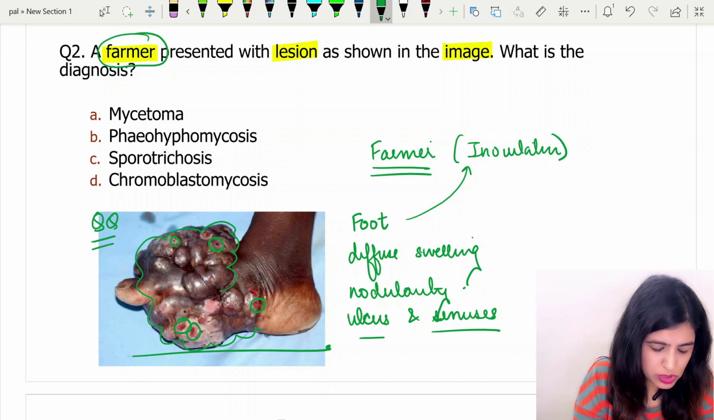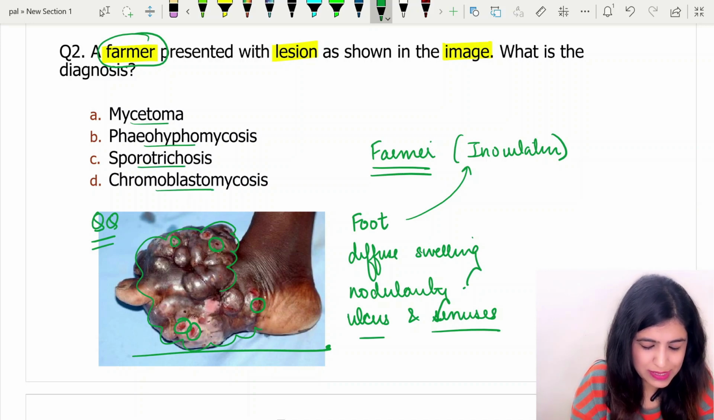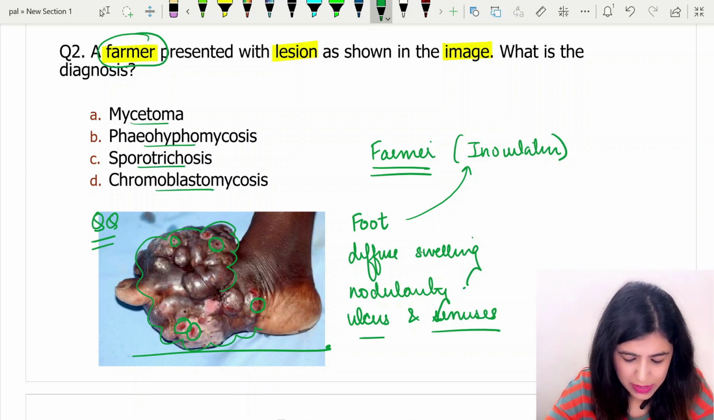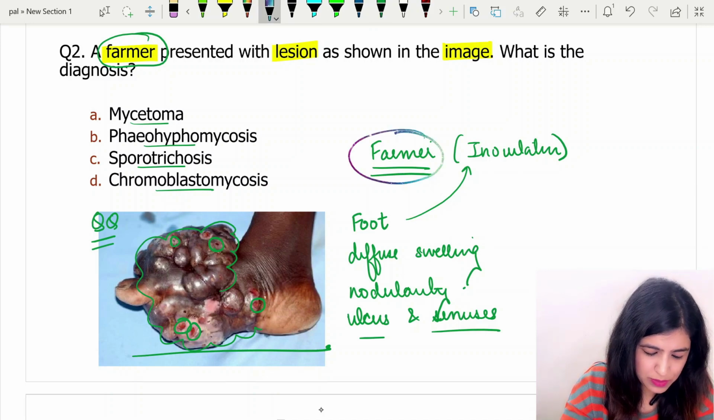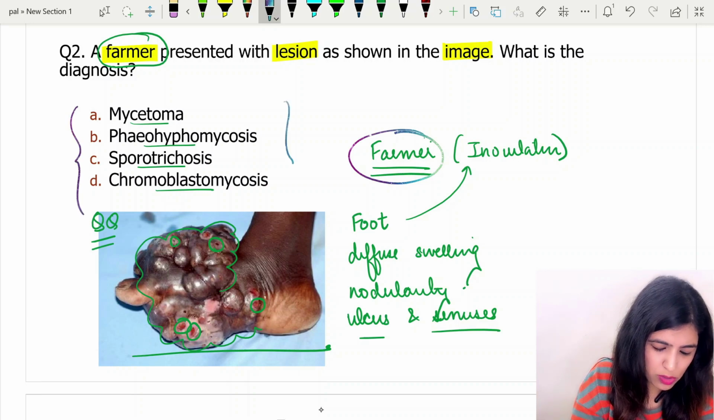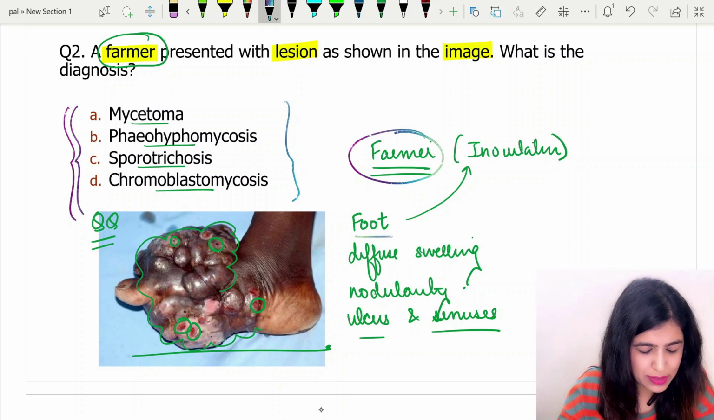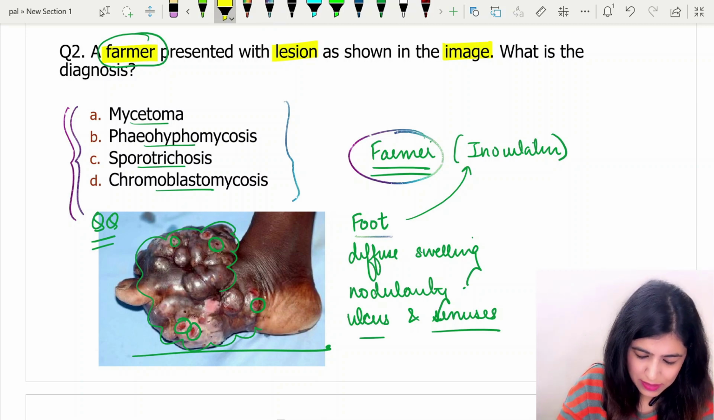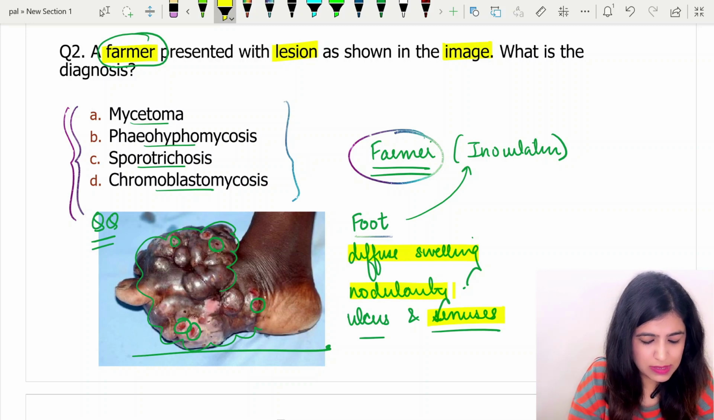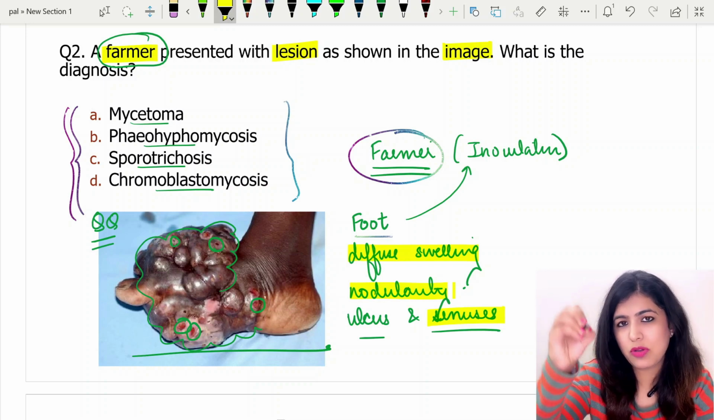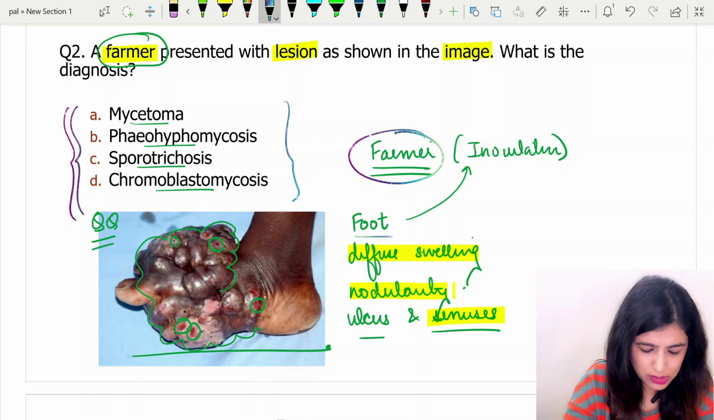Now let us look at the options: mycetoma, phaeohyphomycosis, sporotrichosis and chromoblastomycosis. So the hint that I get from my image that the patient is a farmer could make him prone to all of these. Foot, again all of these. So how do I narrow down my diagnosis? I see that this is a diffuse swelling with discharging sinuses and nodularity. So sporotrichosis spreads in a lymphatic pattern. There are multiple nodules present linearly. It will not look like this.